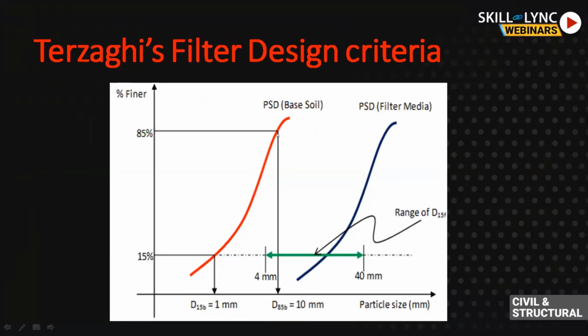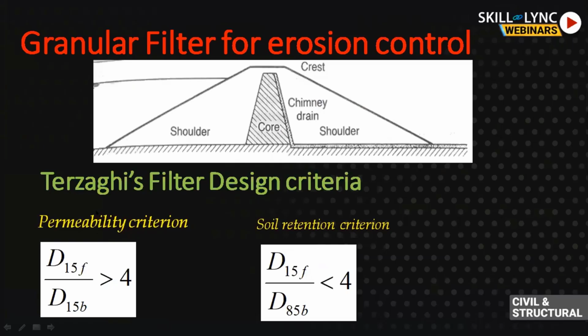You see here, this red line shows the particle size distribution of the base soil, which has to be protected, drawn with particle size on the x-axis and percentage finer on the y-axis. And from the particle size distribution curve of the base soil, you can easily get the values of D15B and D85B like this. For an example, I have taken the value of D15B as 1 mm and the value of D85B as 10 mm. And if I follow Terzaghi's filter design criteria, what will I get?